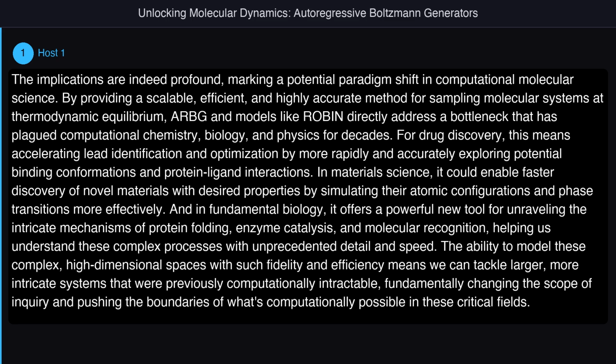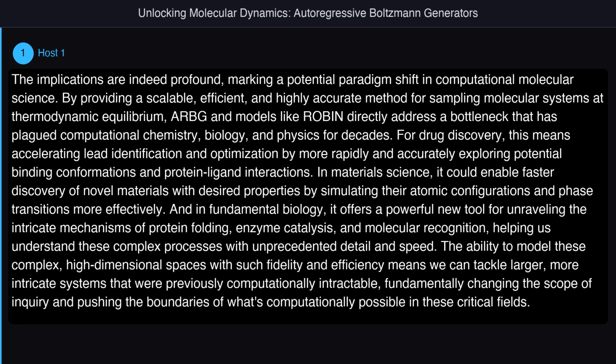For drug discovery, this means accelerating lead identification and optimization by more rapidly and accurately exploring potential binding conformations and protein-ligand interactions. In materials science, it could enable faster discovery of novel materials with desired properties by simulating their atomic configurations and phase transitions more effectively. And in fundamental biology, it offers a powerful new tool for unraveling the intricate mechanisms of protein folding, enzyme catalysis, and molecular recognition, helping us understand these complex processes with unprecedented detail and speed.